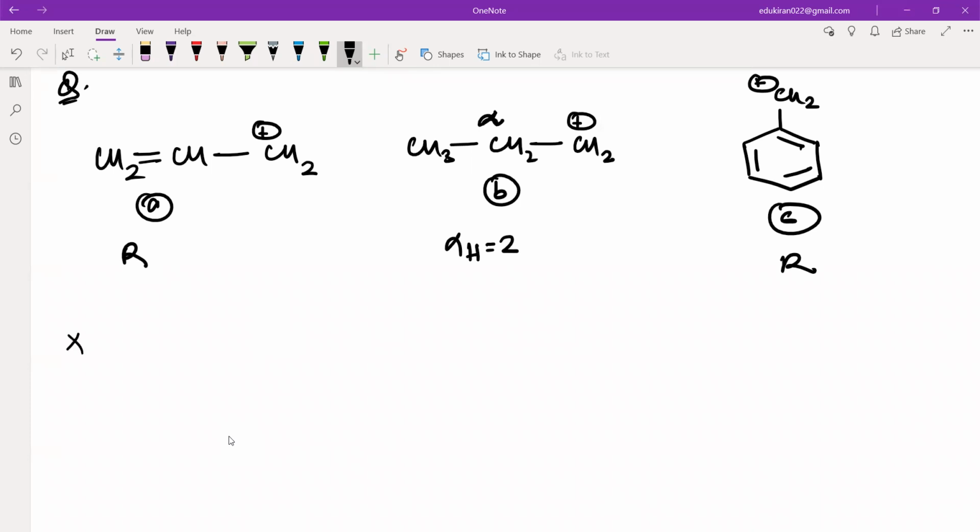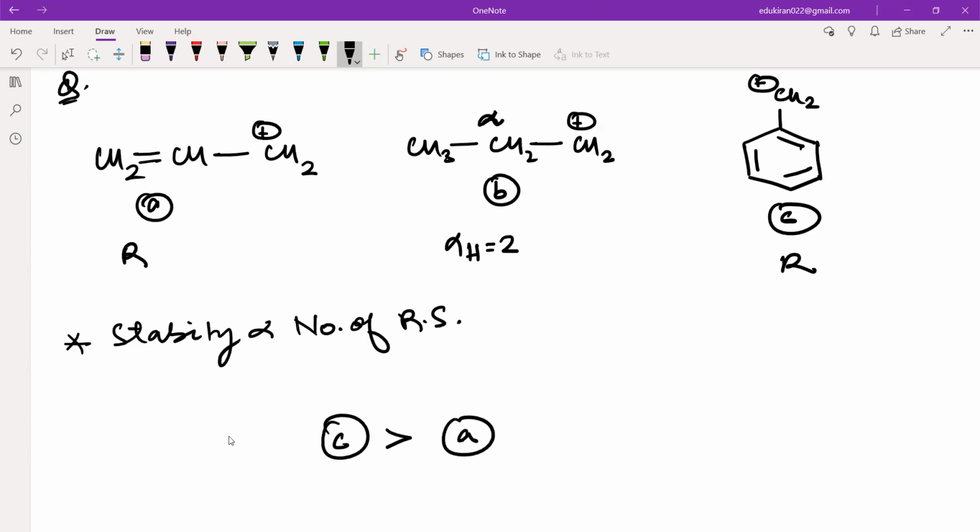So if you have resonance, then you will look at stability, which is directly proportional to the number of resonating structures. Since here there are 3 pi bonds, there will be more resonating structures in the C case than in the A case, right? And that is why C will be most stable, followed by A, because again, resonance, then hyperconjugation. So first of all, we compare resonance. In resonance, C has more structures than A. That is why C, then A, and then B.